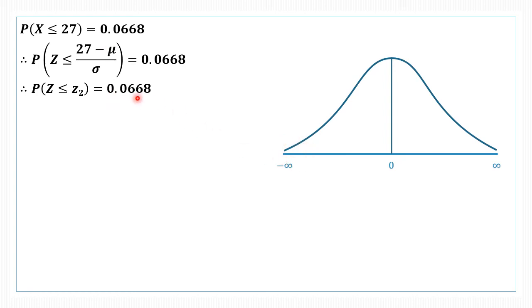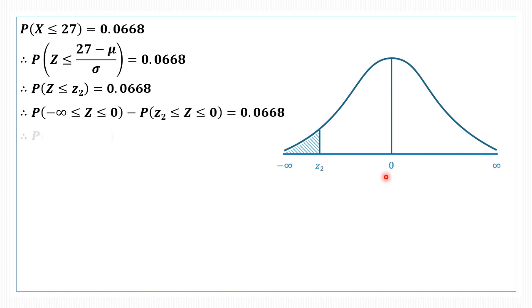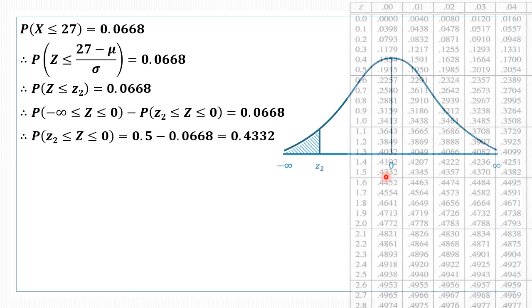If the probability is more than 0.5, then only the sides are changed. This is a small probability, so it is going to be depicted here somewhere, which is z2, and this is the portion which will be highlighted. So we are going to use this and draw a split up of negative infinity to 0, minus z2 to 0, that is 0.0668. So z2 less than 0 is 0.5 minus 0.0668, that is 0.4332.